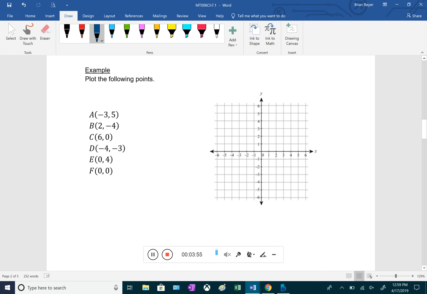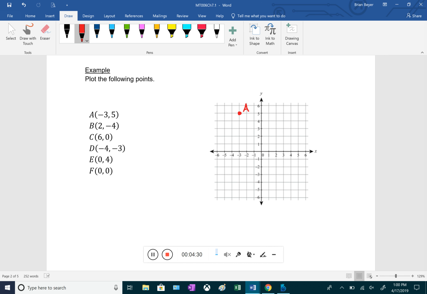Okay, so let's do an example where we're plotting these points. This is just the notation. This means point A is the coordinate negative 3, 5. We have to remember that the ordered pair is x, y. So x is first, y is second. So negative 3, 5 is going to be 3 to the left in the negative direction and up 5. That's going to put us right here, and that's point A.